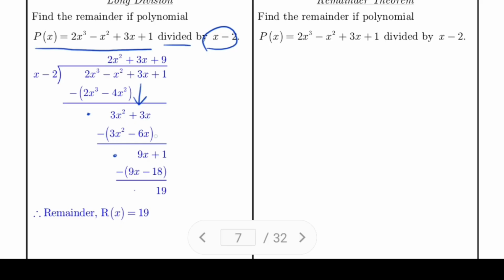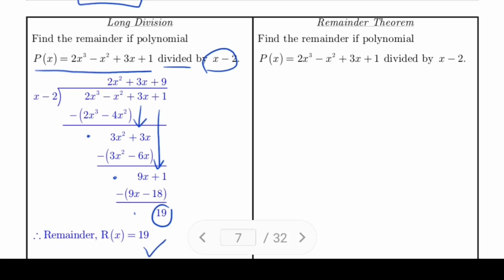3x minus negative 6x gives 9x. So bring down positive 1, and we have 9x plus 1. To get 9x, we multiply x by 9. So 9 times x gives 9x, and 9 times negative 2 gives negative 18. 9x minus 9x gives 0. 1 minus negative 18 gives 19. So 19 is the remainder. We can write it as R(x) equals 19.